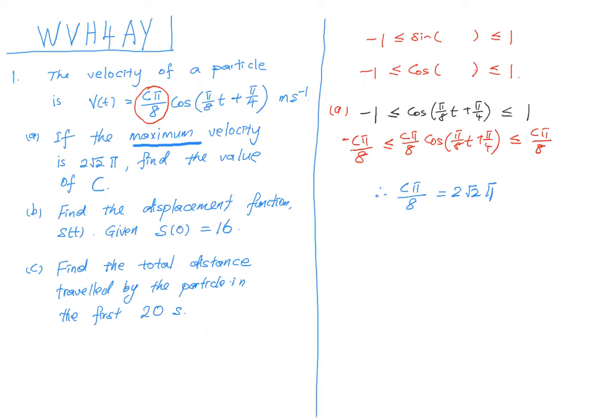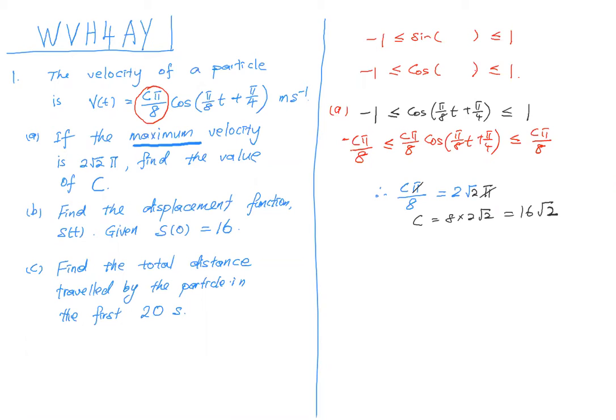So what is 16 C? Root 2. Yeah, 16 root 2. Yes, thank you. So C is 16√2. Pi and pi cancel. So C is 8 times 2√2. So it's 16√2.